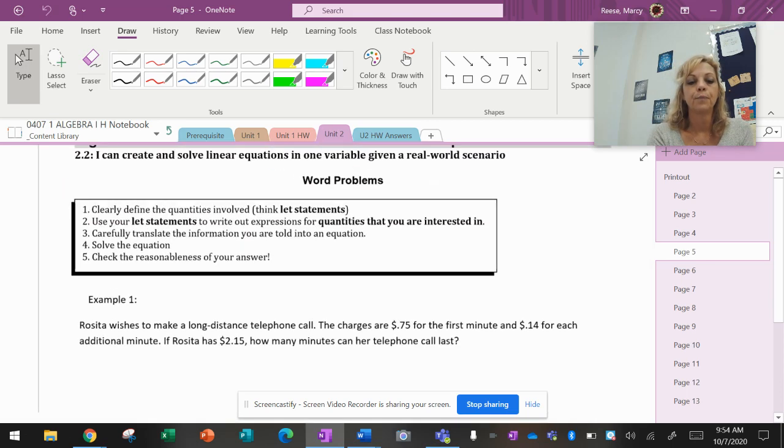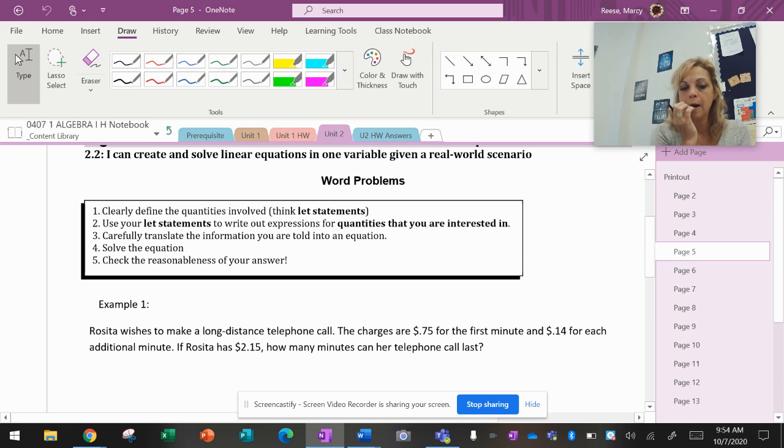So word problems. There are 5 steps that I like you to have. You have to first clearly define the quantities involved. So think let statements. So let x equal, let y equal, whatever. We're going to use x or w or m, depending on the scenario. I like to use the letter that is in direct reference to the context of the problem. So you'll see what I mean.